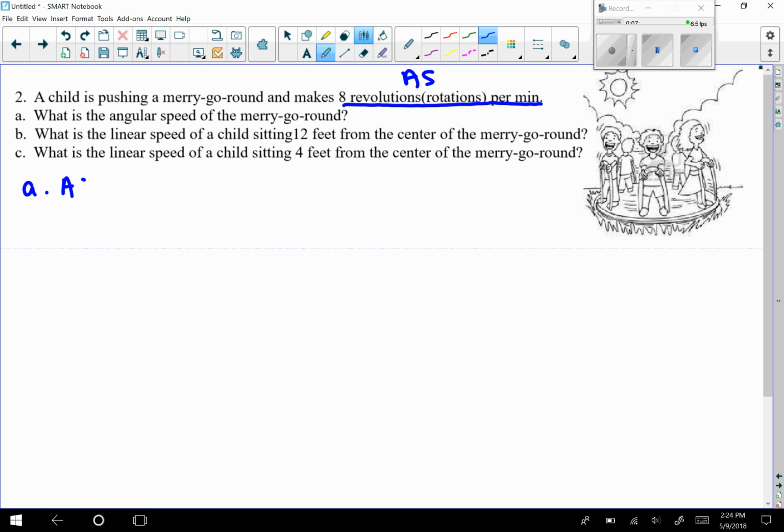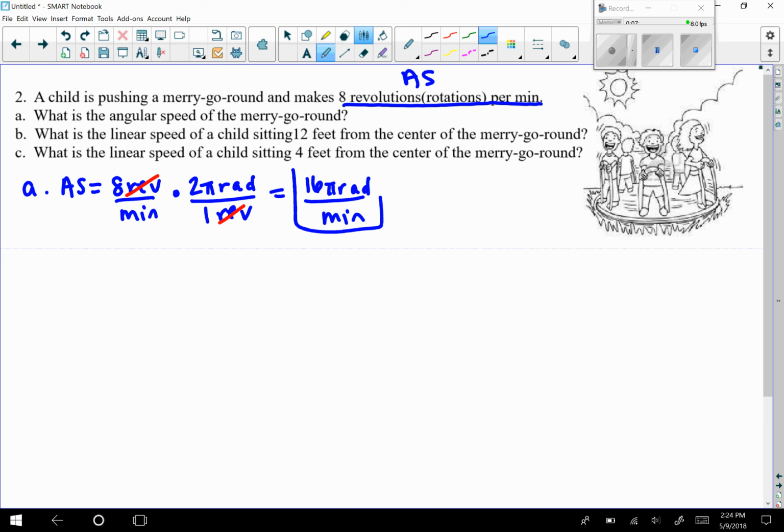So right now we have the angular speed is equal to 8 revolutions per minute. And we're converting this into radians. So remember that's 2 pi radians is equal to 1 revolution. And the reason I put the revolutions on the bottom is because I want them to cancel out. So I'm left with radians per minute. So then this would be equal to 8 times 2 pi. So 16 pi radians per minute would be the new angular speed in terms of radians. And again, when you're doing these, always leave your answers in terms of pi for now.